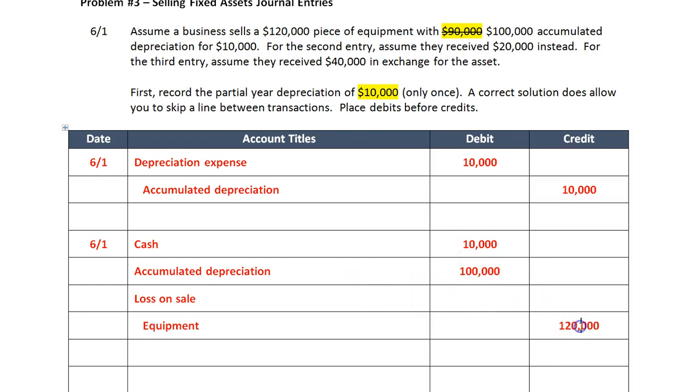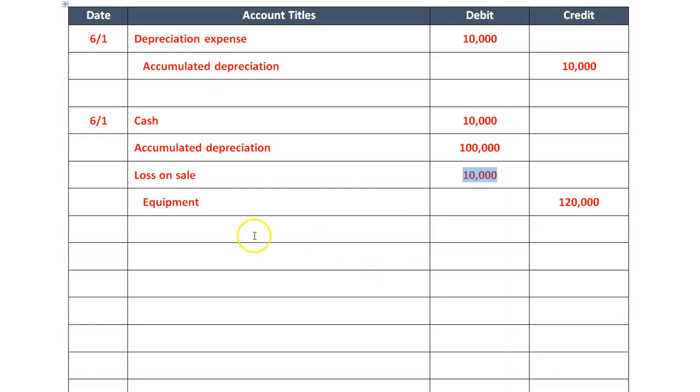Alright, now what do we have? We have 120 on this side, 110 on this side, so we need 10 more over here. That's why it's a loss. It's on the debit side, so it's a loss. Let's see about the next one.